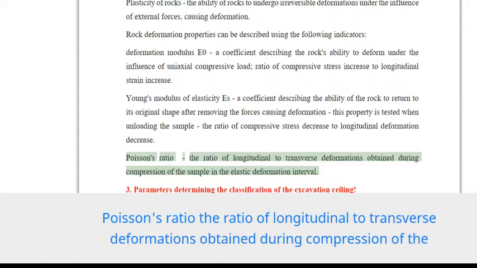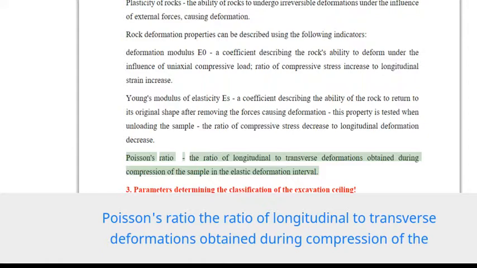Fault drop, M, a parameter characterizing the tectonic involvement of the analyzed region. Field. Identified as the average value of faults occurring in excavations of this region. Fields. There are 5 classes of excavation ceiling.